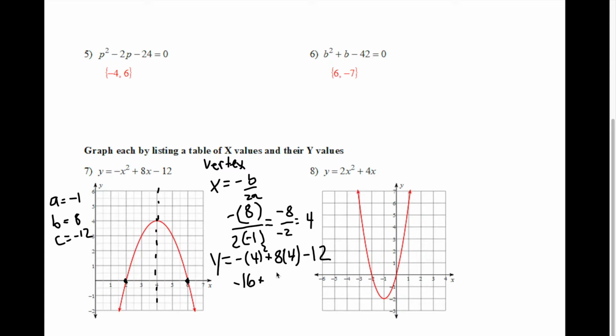We're going to have 8 times 4, which is 32, and minus 12. So we've got -16 plus 32. That's going to come out to positive 16 minus 12. So 16 minus 12 is 4. All right, so that's why our y value is also 4. So our vertex here today is (4, 4).